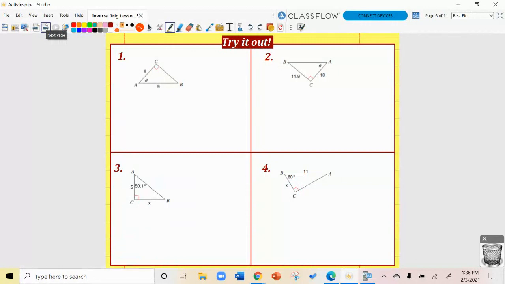Okay, so this is the point where I believe I have 8 problems or 6 problems over the next 2 slides. Go ahead and give them a try.